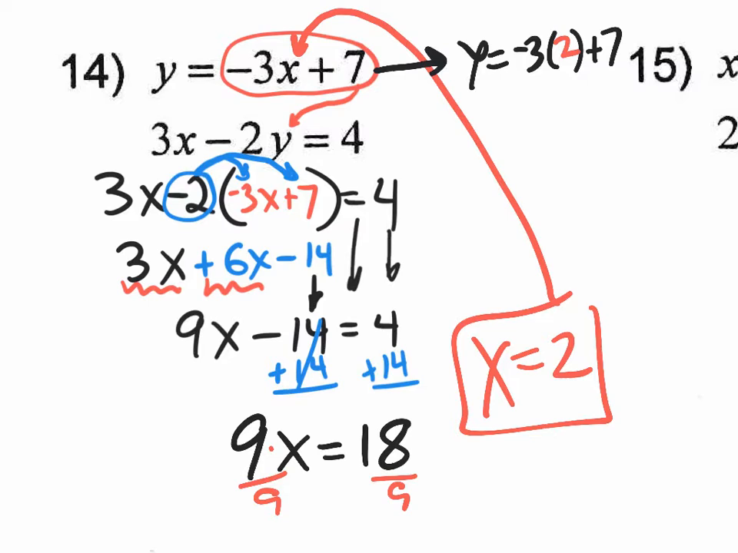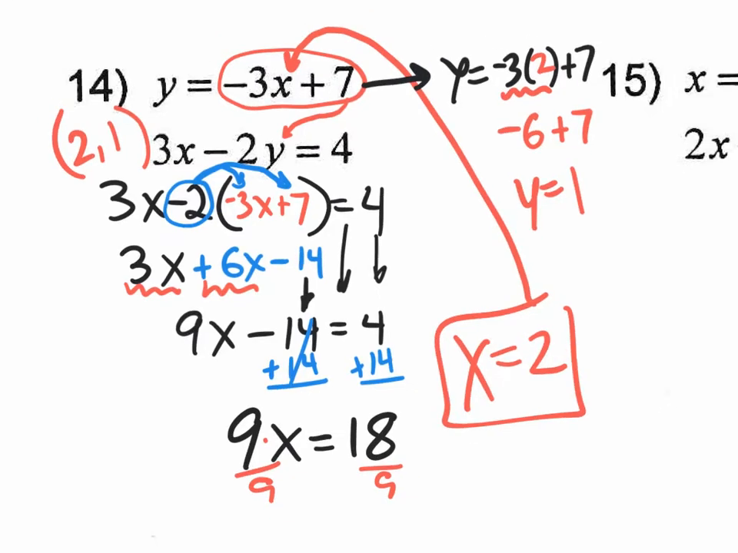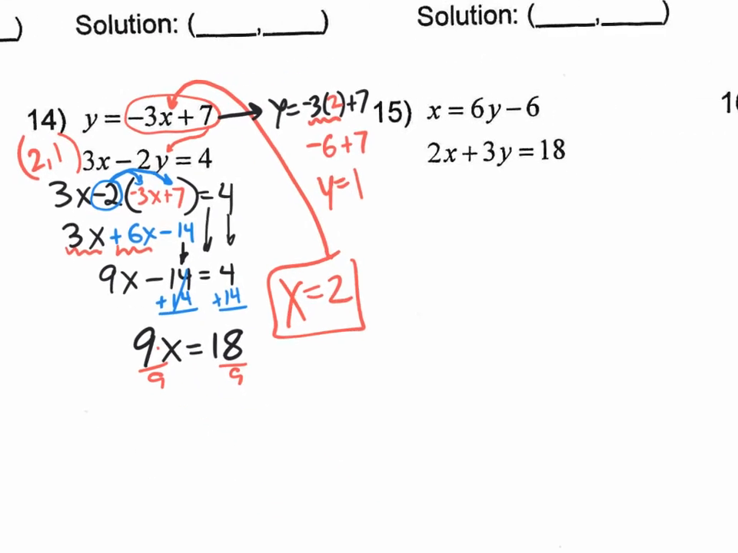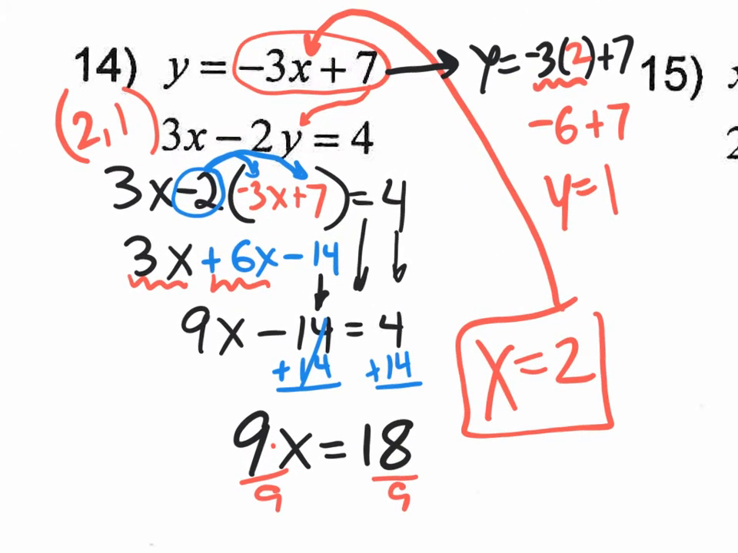So when we go negative 3 times 2, that's negative 6. And then negative 6 plus 7, y equals 1. So the ordered pair is 2, 1. That's number 14. Let's jump to number 16.